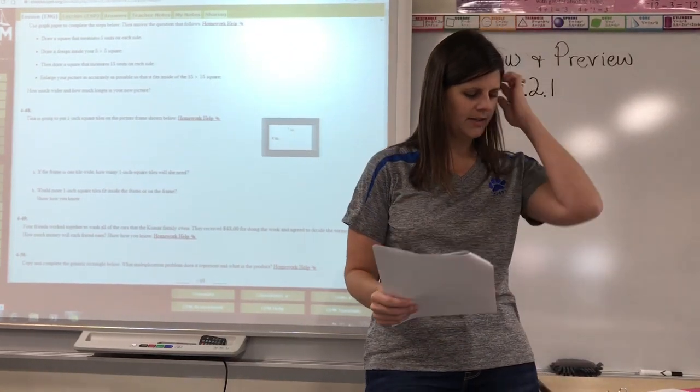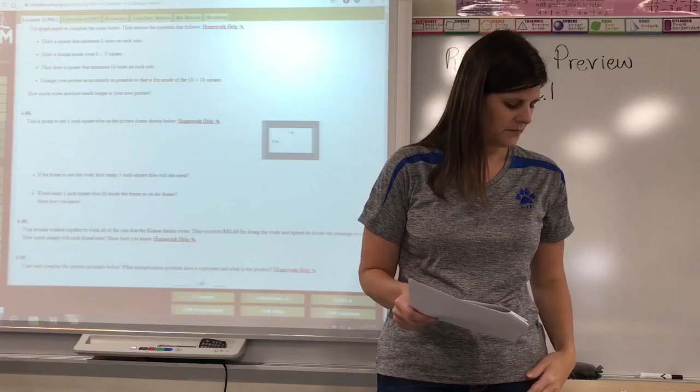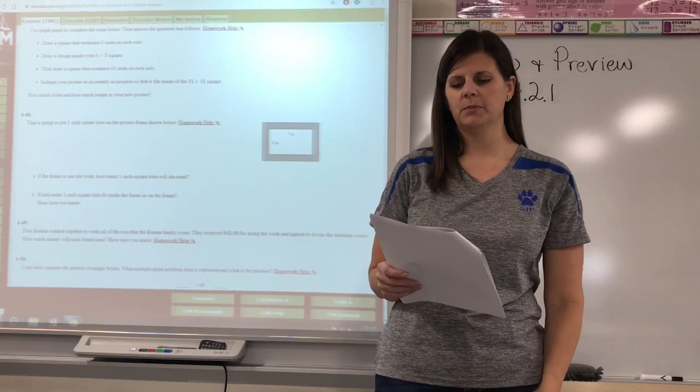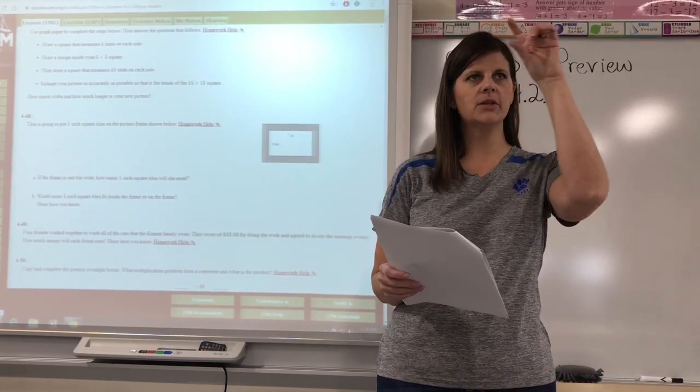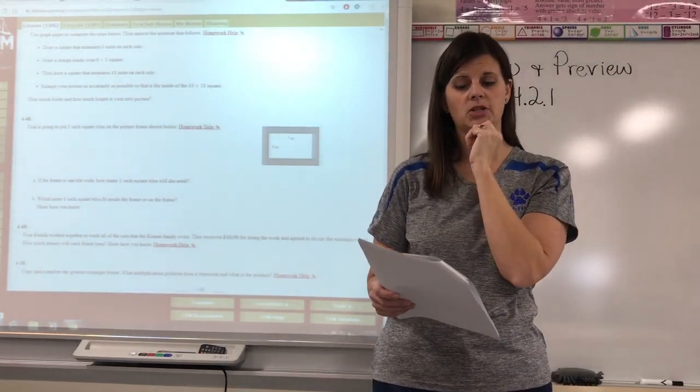For question 50, there's a generic rectangle that's already copied on your answer sheet for you. And if we look at this generic rectangle, we can see some dimensions that are missing, and we can see some areas that are missing. So, like we've done in the past, your job would be to figure out what those missing values are, fill those in, and then it's asking you what multiplication problem it represents. So what's the total dimension across the top? What's the total dimension along the side? That gives us our multiplication question.